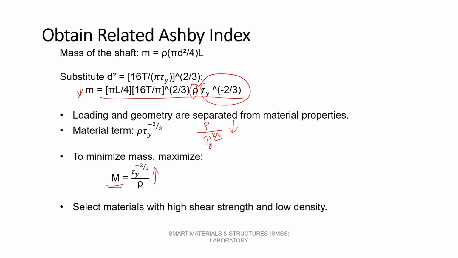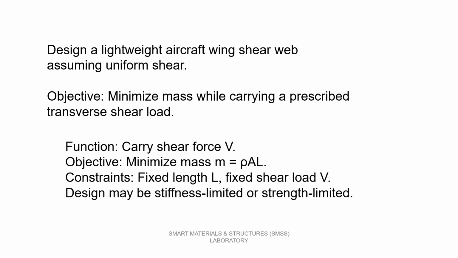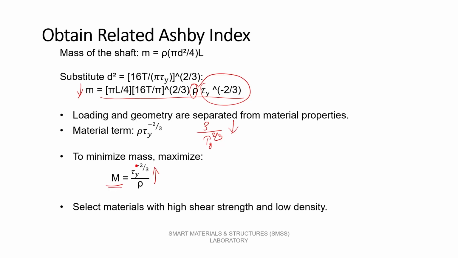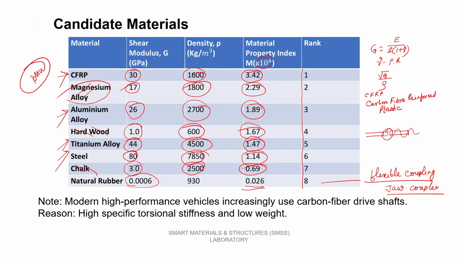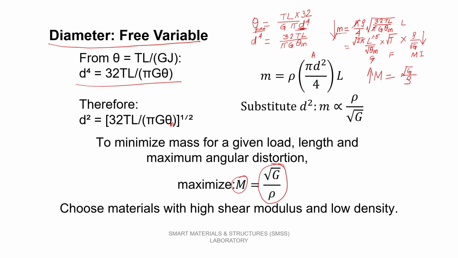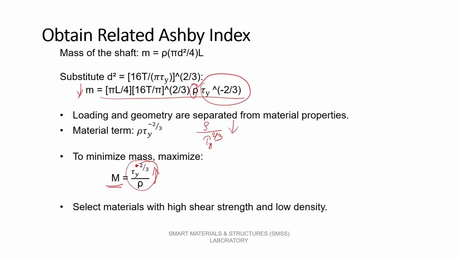So, tau y to the power, now we cannot write it as minus 2/3, this will become 2/3. So, it is tau y to the power 2/3 over rho. This is what you have to maximize if you have to get a better material property. Okay. So, we got these two indices here with us, one is this one and another is that other property, that is square root of G over rho. Okay. So, we will keep that in our mind.